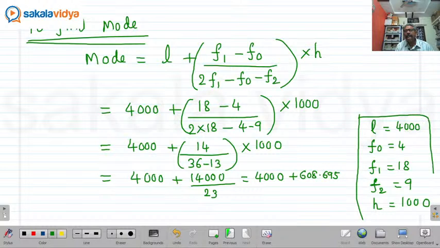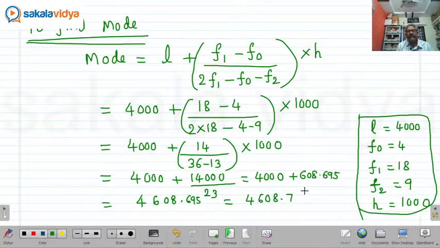So this is equal to 4608.695, or you can adjust to 2 decimal places. Therefore this is approximately equal to 4608.7 runs. This is the mode of the given data.